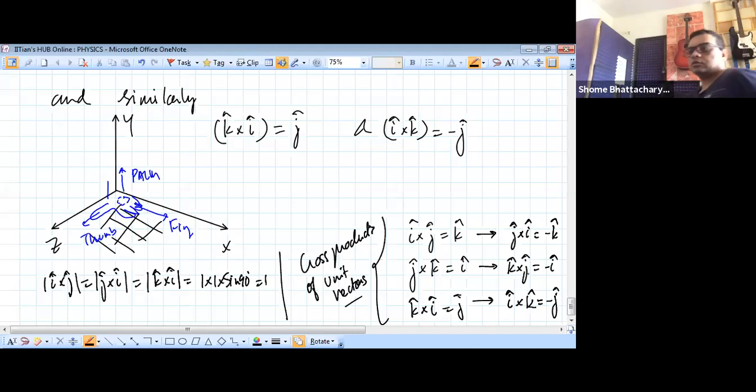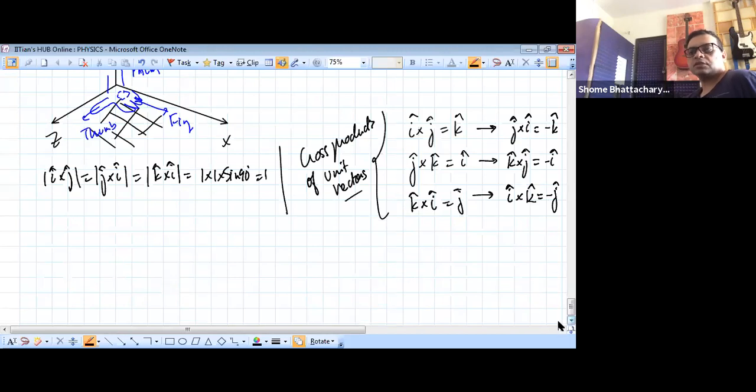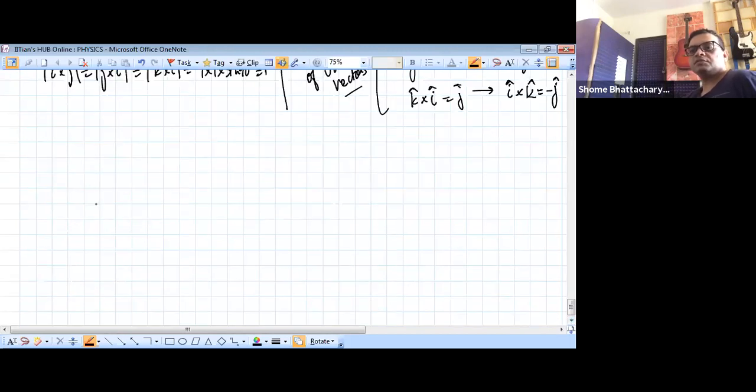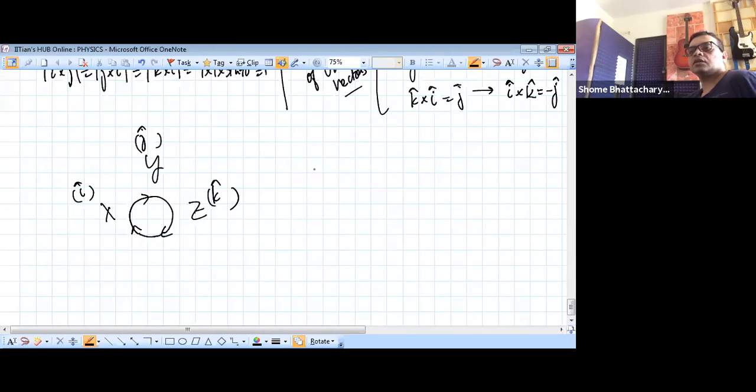Okay, so now I'll give you an easy way to remember these 6 formulae, because they get cumbersome sometimes. You can just remember it by drawing I cap, J cap, and K cap like this in cyclical order. So you can see that if you go along this cycle, you will get a plus sign. I cross J, you're going along the circle, along the clockwise direction, so you're getting K cap.